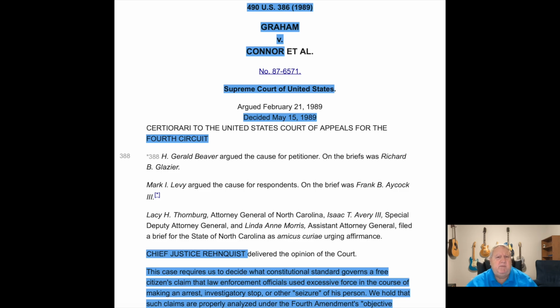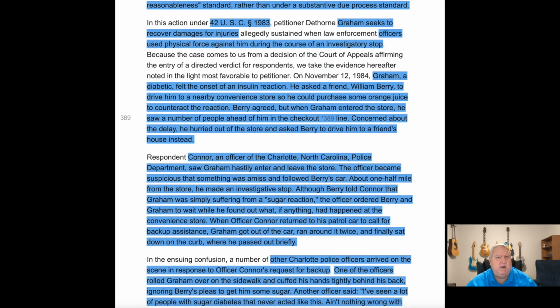We hold that such claims are properly analyzed under the Fourth Amendment's objective reasonableness standard, rather than under a substantive due process standard. So the court is all coming together here to say that the Fourth Amendment is the analysis that should be done here, not the 14th Amendment under due process, under a due process standard.